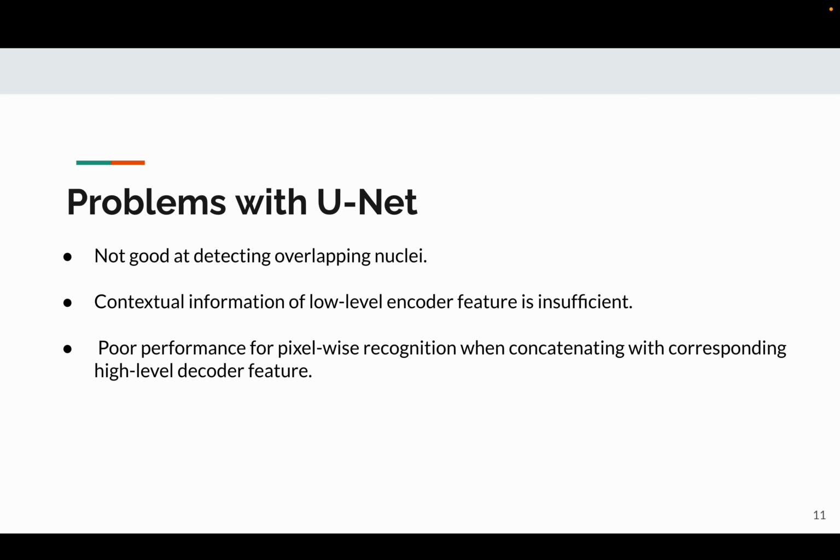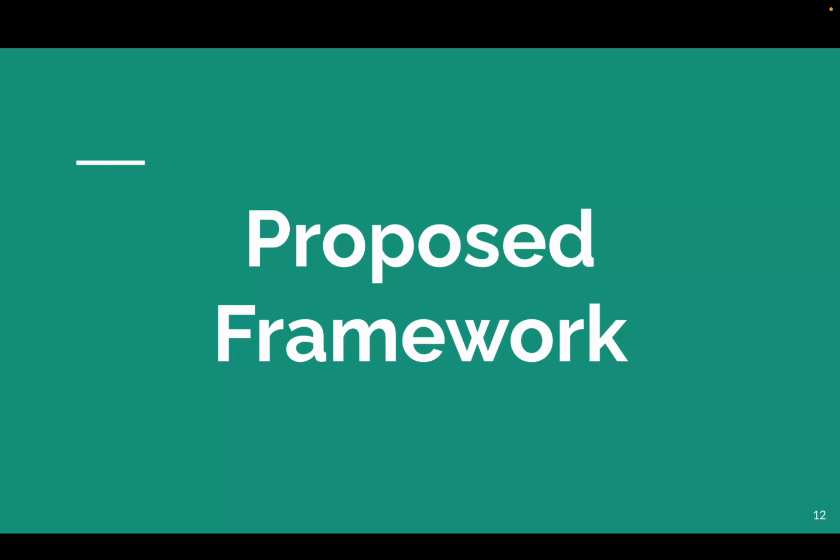So there are some problems with the UNet, as it is not a domain-specific model. It is not that good at detecting overlapping nuclei. Also the pixel-wise recognition performance is not up to the mark. Also the feature extraction or contextual information extraction process is not suitable enough for this sort of complex image dataset.